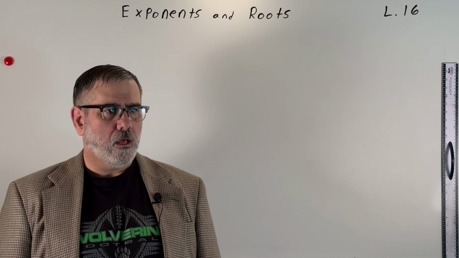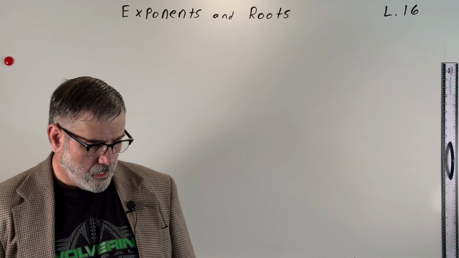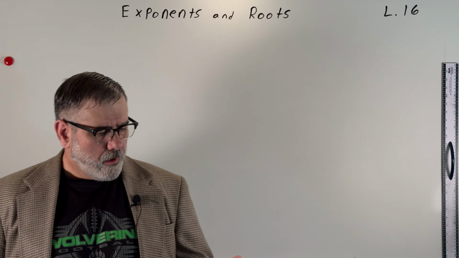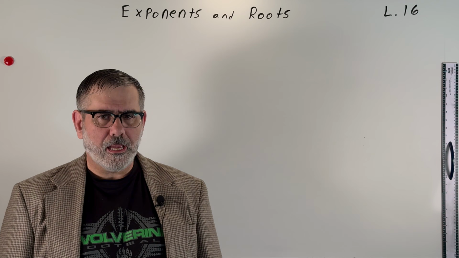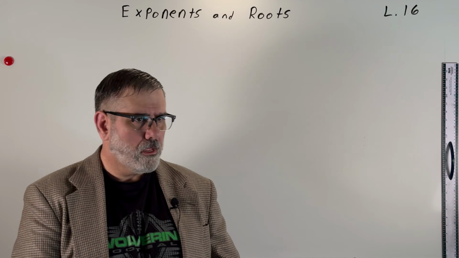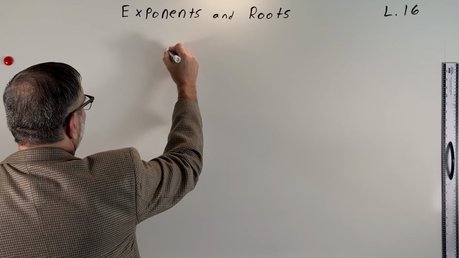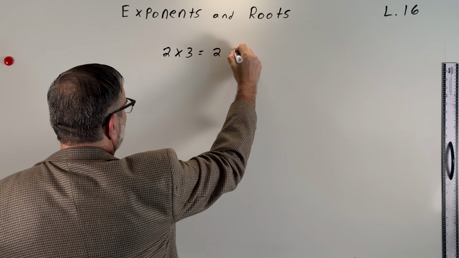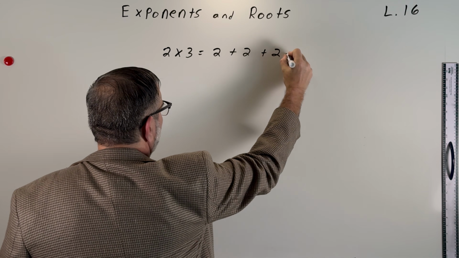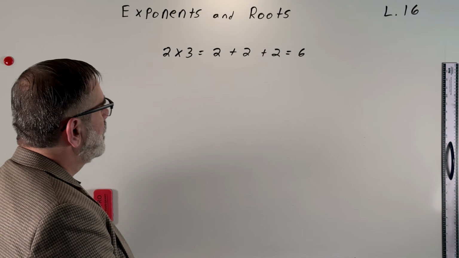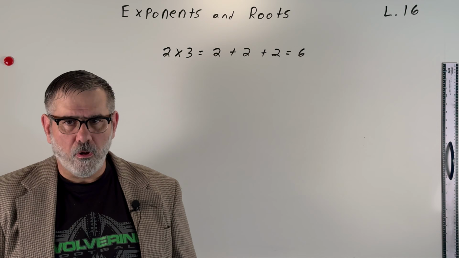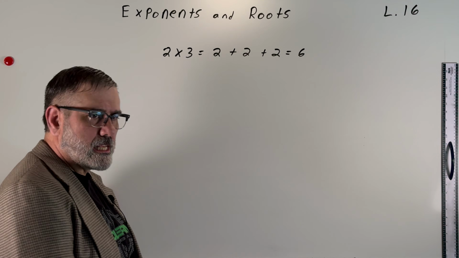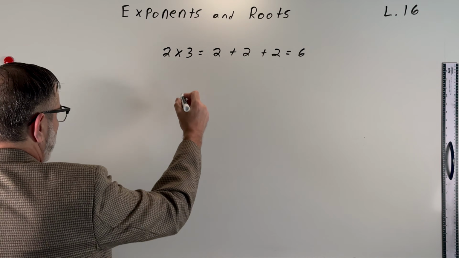Lecture 16, Exponents and Roots. So, recall that multiplication is just repeated addition, right? So, 2 times 3 is just 2 plus 2 plus 2, which of course equals 6. But what about repeated multiplication? Well, that's called exponentiation. And how does that work?